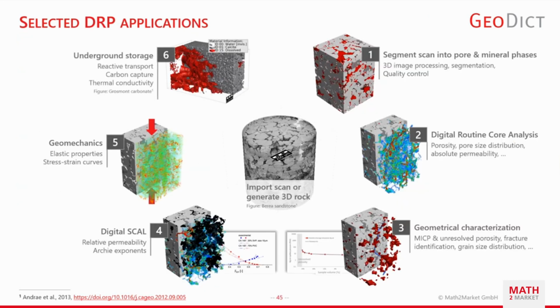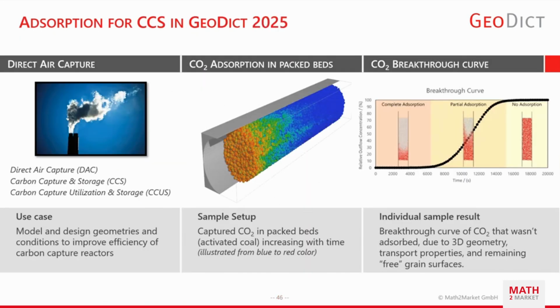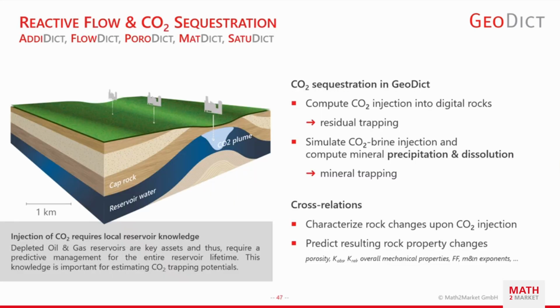Okay. So I still have 1 or 2 minutes for underground storage. If we talk about CCS, carbon capture and storage, it starts with carbon capture. So we now have adsorption in the software, as presented by Lobel. So this is something you can do. You have seen the setup in GeoDict. And as a next step is controlling the storage of carbon dioxide.